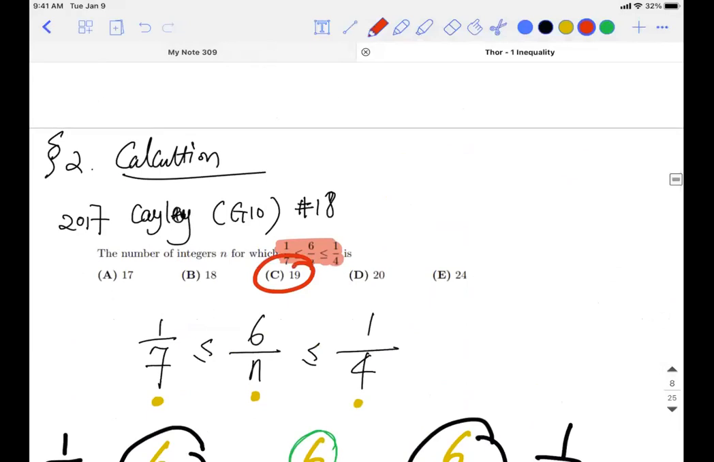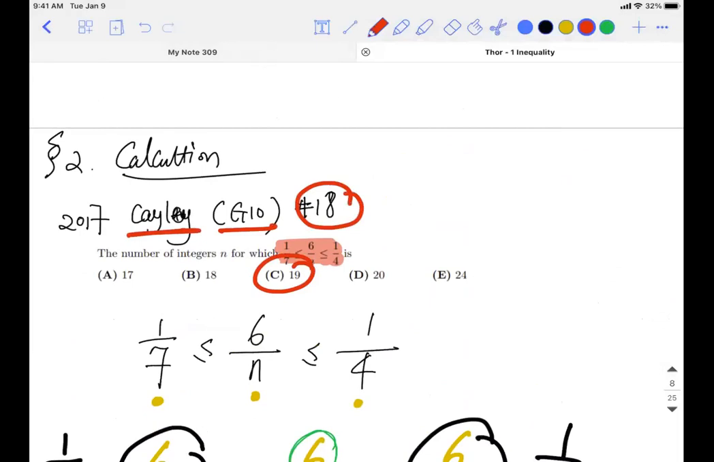That's 19. You see, for our Canadian math competition, grade 10, question number 18, there's something very understandable, right? As long as you understand the basic concepts, the basic property of an inequality, you should absolutely have no problem solving the question. So far, so good?